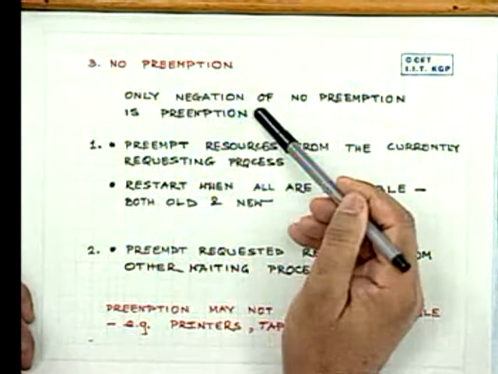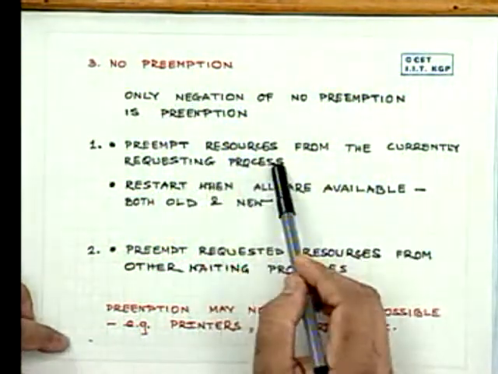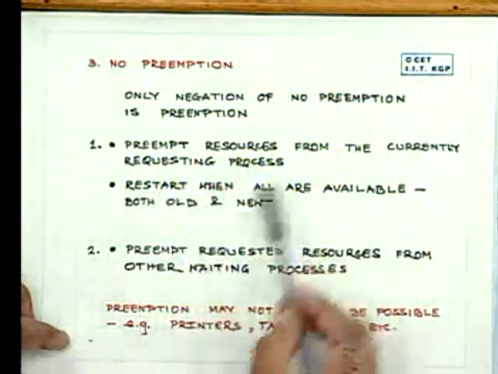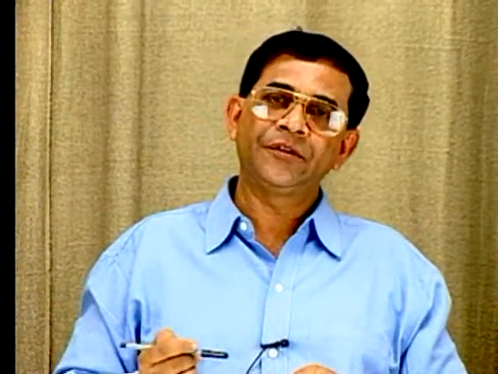If preemptions can at all be allowed, that means preempting resources from the currently requesting process, the process which is requesting another resource and has to wait. Then all the resources held by this process are preempted and sent back to the reserves, and this process will be allowed to continue only after all the old resources that it had requested and the new resource for which it has requested can all be allocated. This is one way that you can do it.